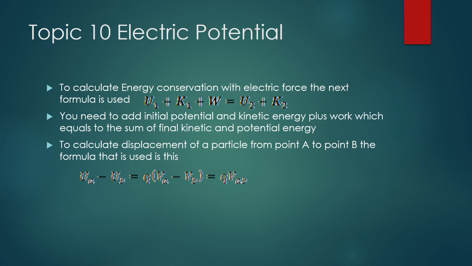To calculate energy conservation with electric force, the next formula is used. You need to add initial potential and kinetic energy plus work, which equals the sum of final kinetic and potential energy. To calculate displacement of a particle from point A to point B, the formula that is used is this one.